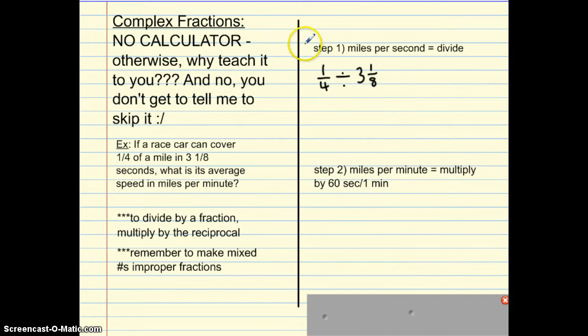Next, we're going to be talking about complex fractions, which we're not going to use a calculator for, otherwise why would I teach it to you? And no, you don't get to tell me to skip it.